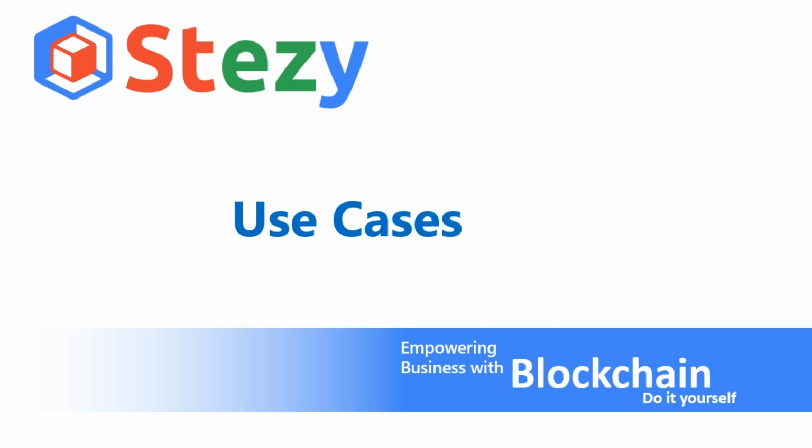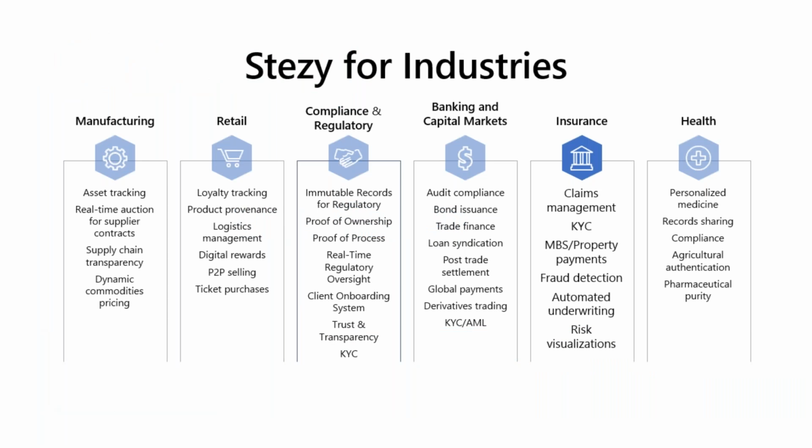And some of the things I just want to move on. There are some use cases which are much more specific to the pharma industry, healthcare, right? There are some use cases which we can go through. So these are some of the use cases in different verticals where blockchain can be used, right? Be it in compliance and regulatory. In healthcare, we have personalized medicines, record sharing, compliance, agriculture authentication, pharma purity, and all.